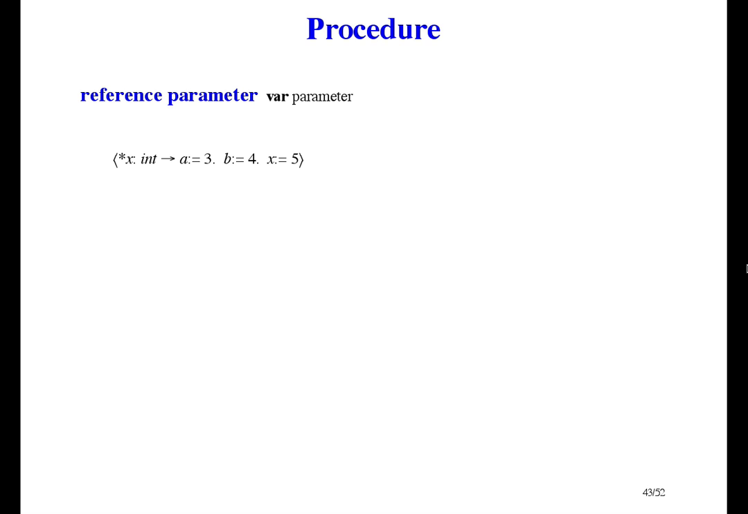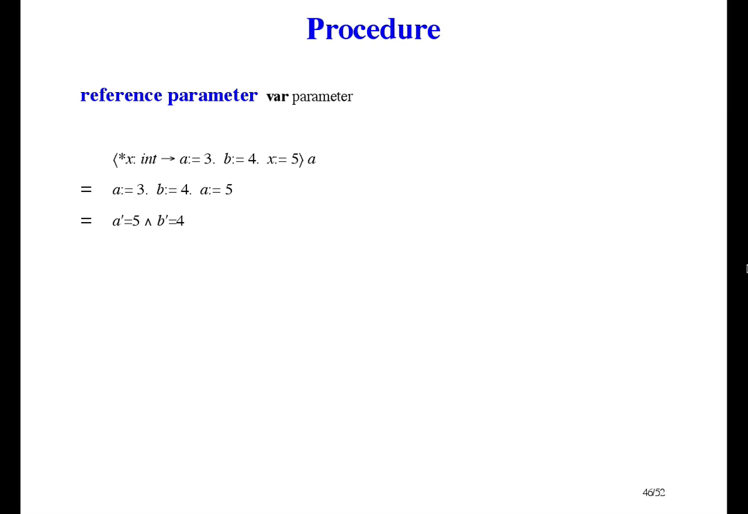This procedure assigns 3 to non-local variable A, then 4 to non-local variable B, then 5 to reference parameter X. The argument can't be an expression like 5 or A plus 1. It has to be just a variable like A. And this means A gets 3, and then B gets 4, and then A gets 5, which is A prime equals 5 and B prime equals 4.